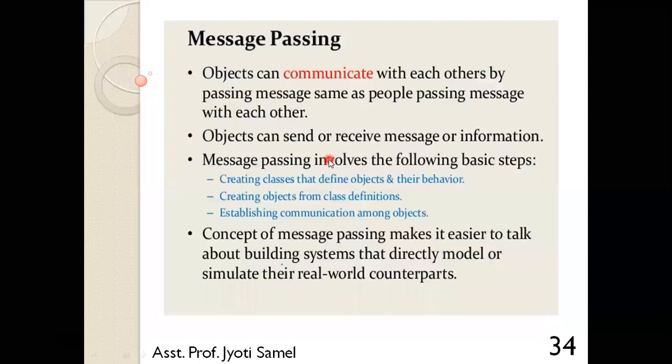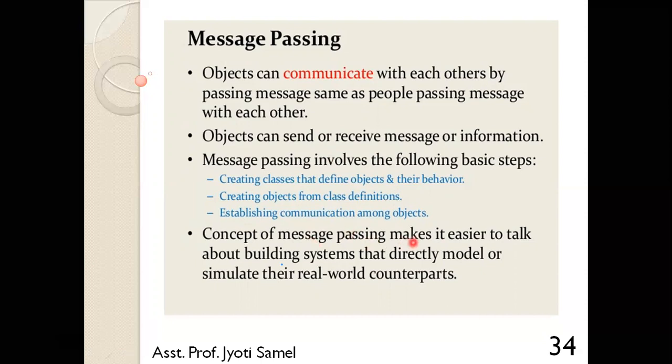So objects can communicate with each other by passing messages, the same as people passing messages to each other. This concept we have already discussed in the object topic. Objects can send or receive messages or information. Message passing involves the following basic steps. Number one, creating a class that defines the objects and their behavior. Creating objects from the class definition and establishing the communications between the objects.